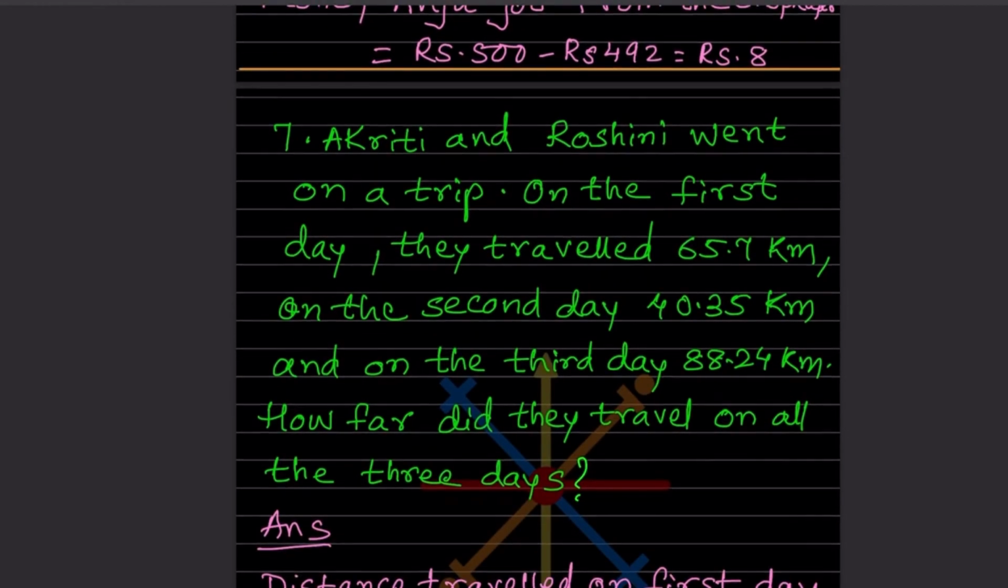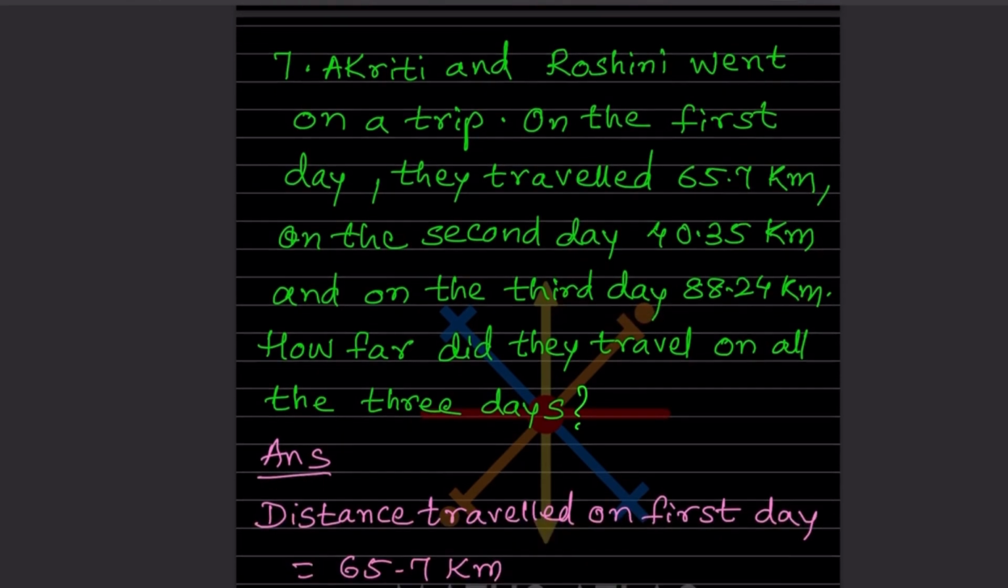Now, Kriti and Roshini went on a trip. On the first day, they traveled 65.7 kilometer. On the second day, 40.35 kilometer. On the third day, 88.24 kilometer. How far did they travel on all the 3 days? So what is this going to mean? You are going to add it. So what are you going to write here?